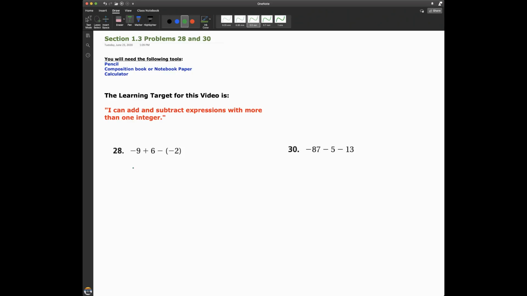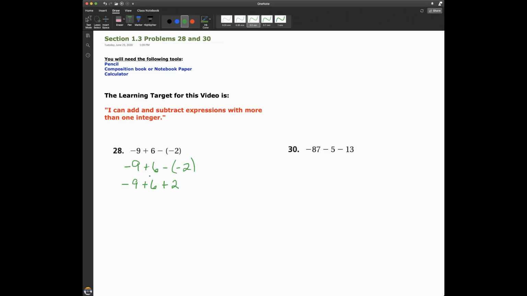So let's get started. For the first problem, I'm going to write this one down: -9 plus 6 minus -2. The process for me is let me turn this into just an addition problem, because if it's an addition problem, then I can just use the song. So I have -9. I am adding 6, so that's addition. And then with the subtraction, I'm going to add the opposite of -2, which is just +2.